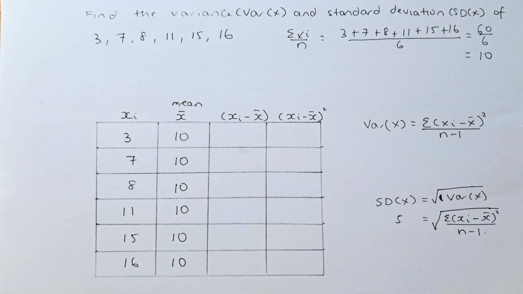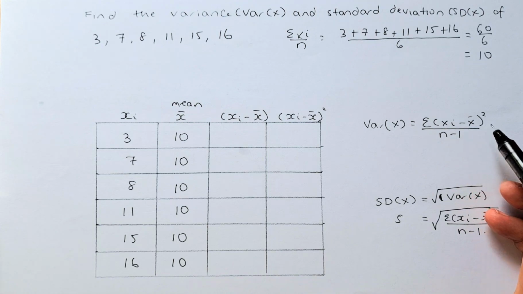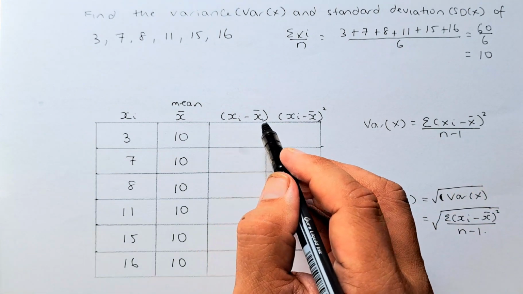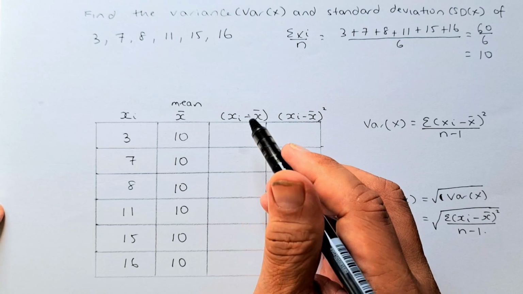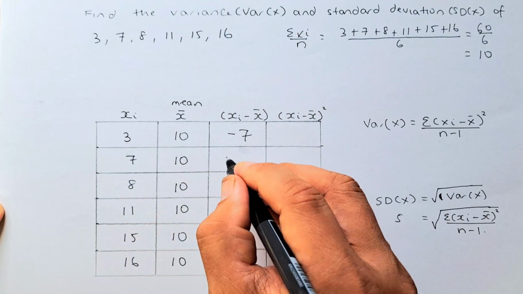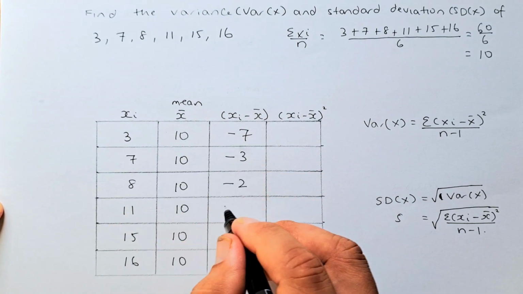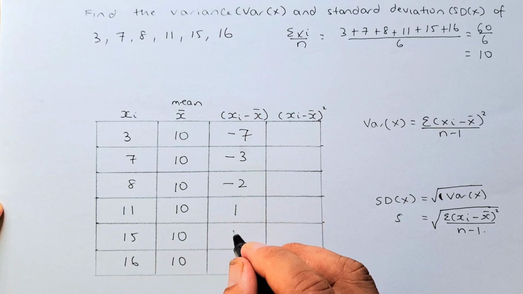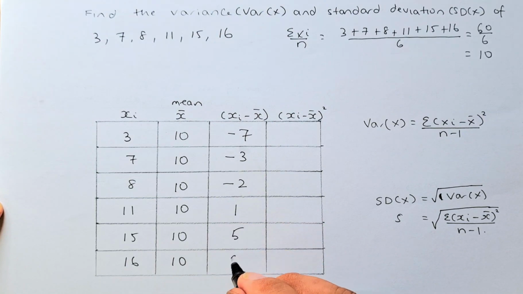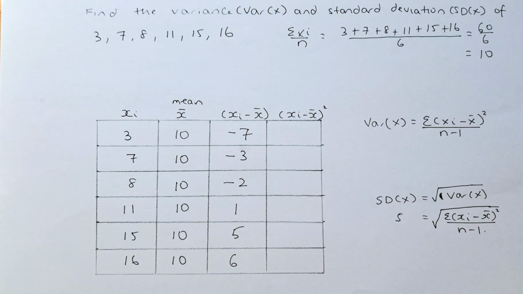The second step is to subtract the mean from each number: xi minus x bar. So 3 minus 10 is negative 7. 7 minus 10 is minus 3. 8 minus 10 is minus 2. 11 minus 10 is 1. 15 minus 10 is 5. And 16 minus 10 is 6. So we have this part here, xi minus x bar.